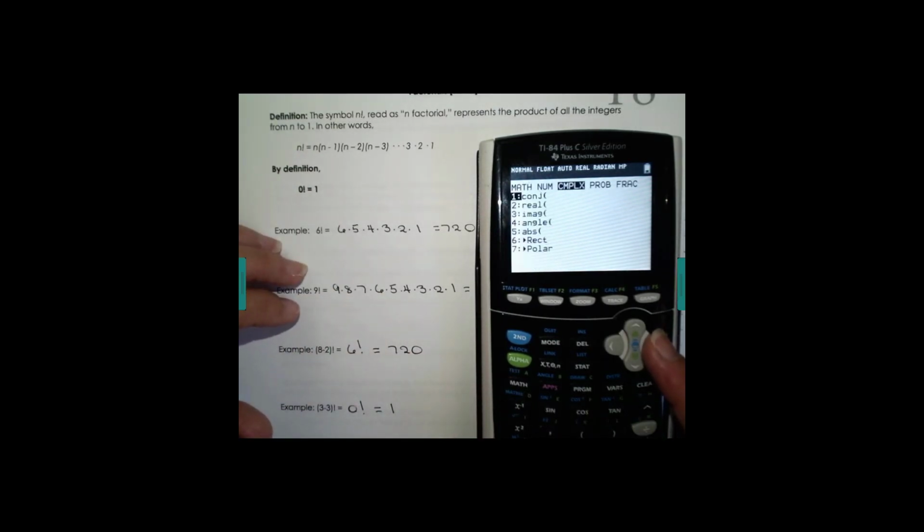And then I have to go to my math button. I say math, and I go over to the probability menu, and once on the probability menu, I can select number 4 for the factorial, or I can arrow down and select that, and it puts in 9 factorial, and then I just hit enter, and it gives me my answer. So find out how to do factorials on your calculator. You're going to end up using that quite a bit.